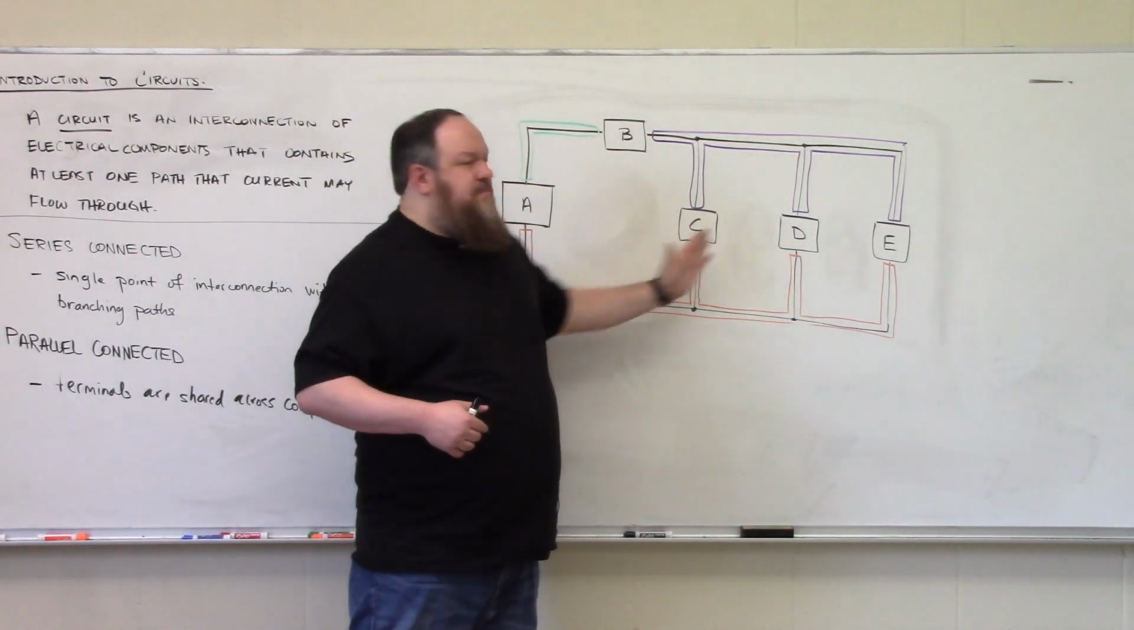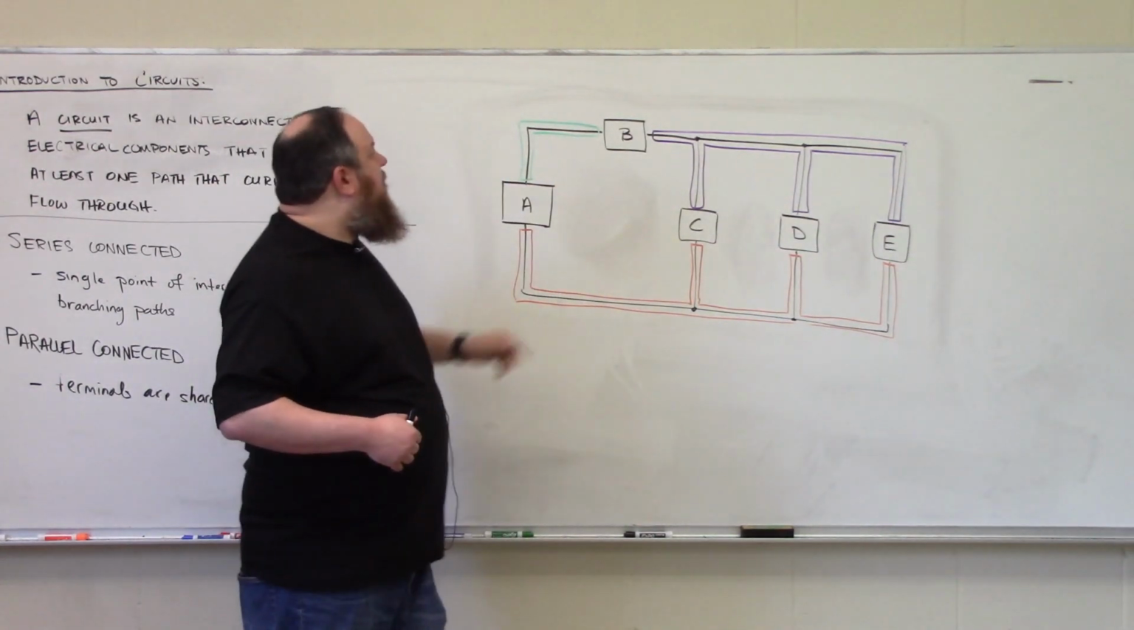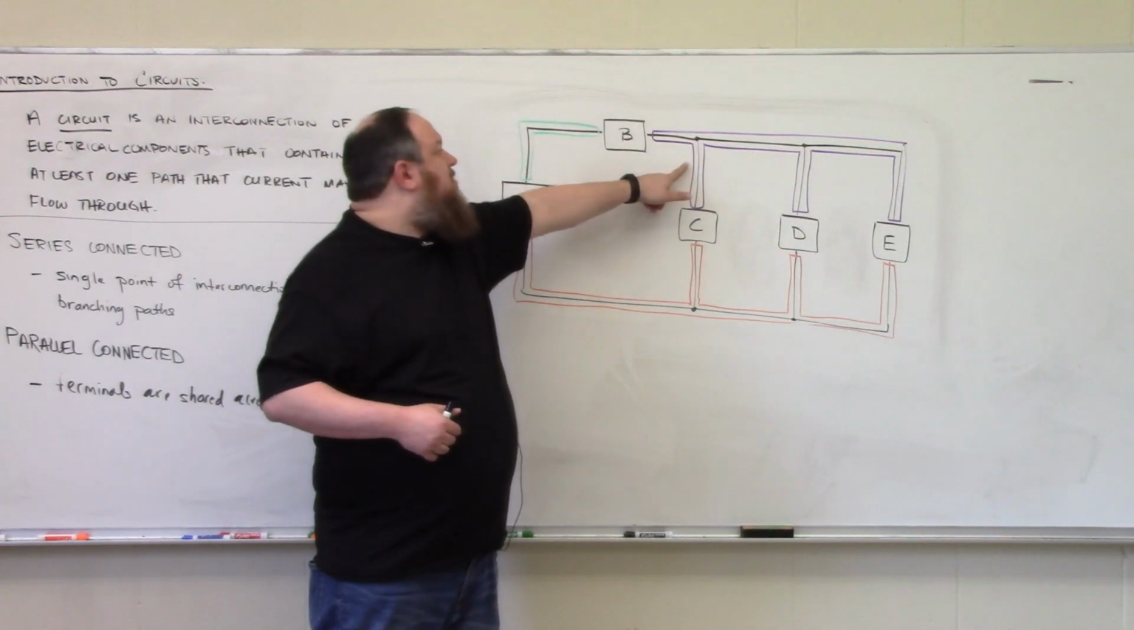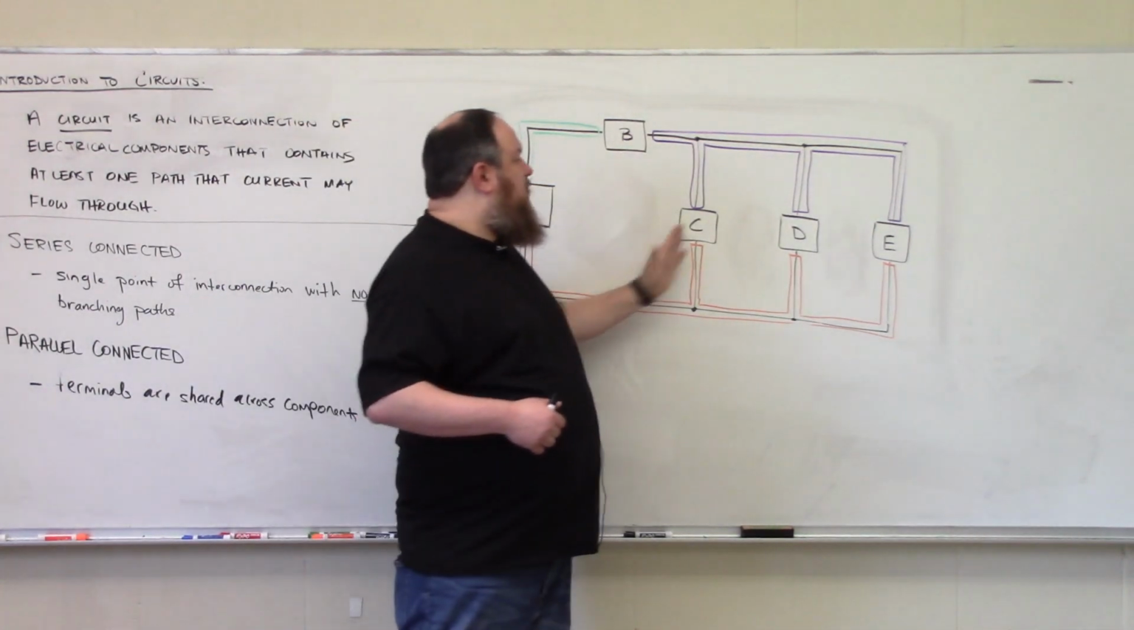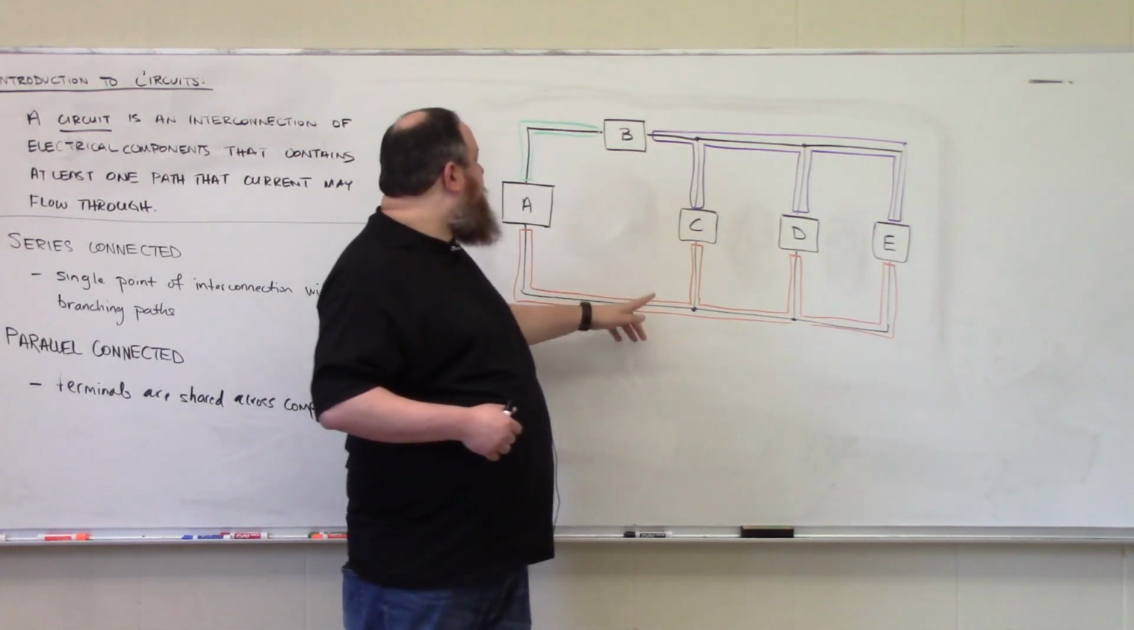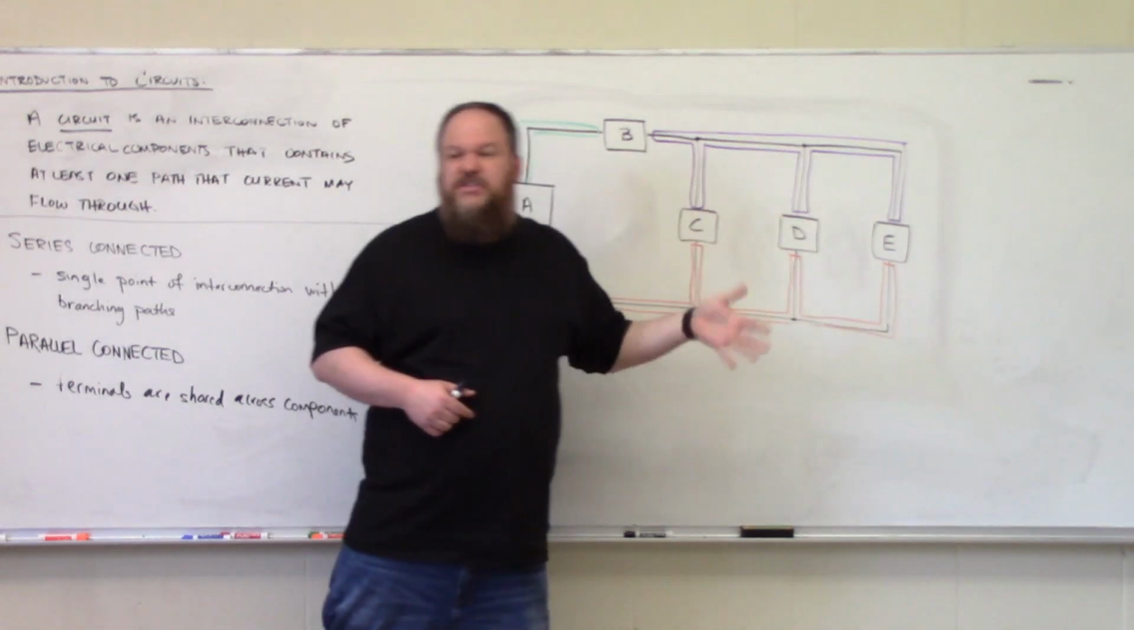B is not in parallel with C, D, and E because while it does share purple, it does not share orange. And A isn't in parallel with C, D, and E because it does share orange, but it doesn't share purple.